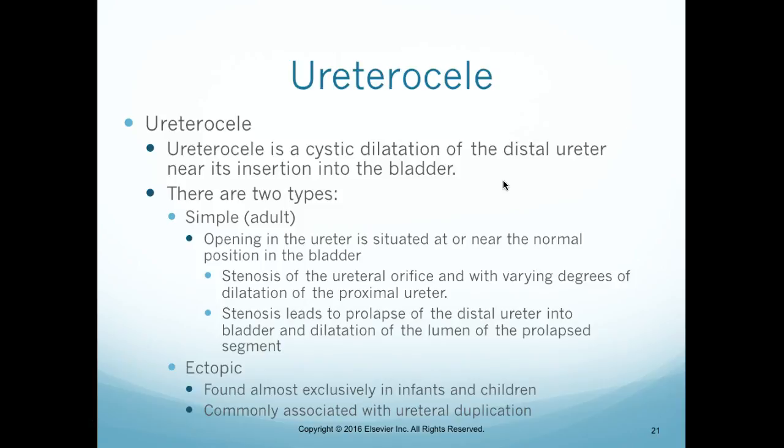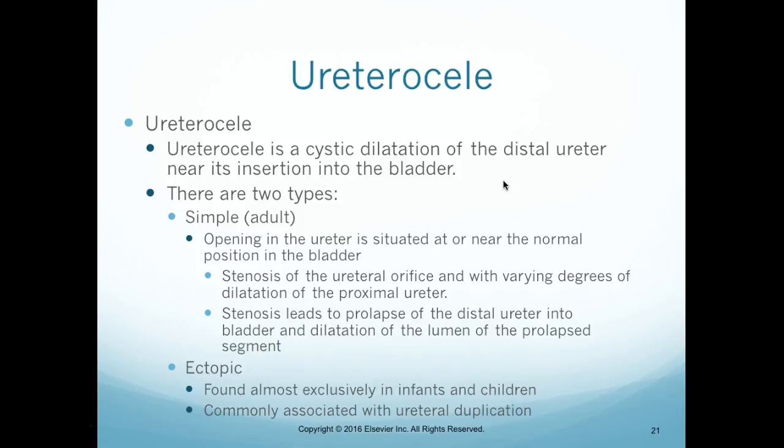Ureterocele is a cystic dilatation of the distal ureter near its insertion into the bladder. There are two types, simple and ectopic. Simple is seen in adults, and the opening of the ureter is situated at or near the normal position in the bladder, but there's stenosis of the ureteral orifice, with varying degrees of dilatation of the proximal ureter. So stenosis leads to prolapse of the distal ureter into the bladder and dilatation of the lumen of the prolapsed segment. I haven't seen it in an adult, but I've seen this in kids a million times.